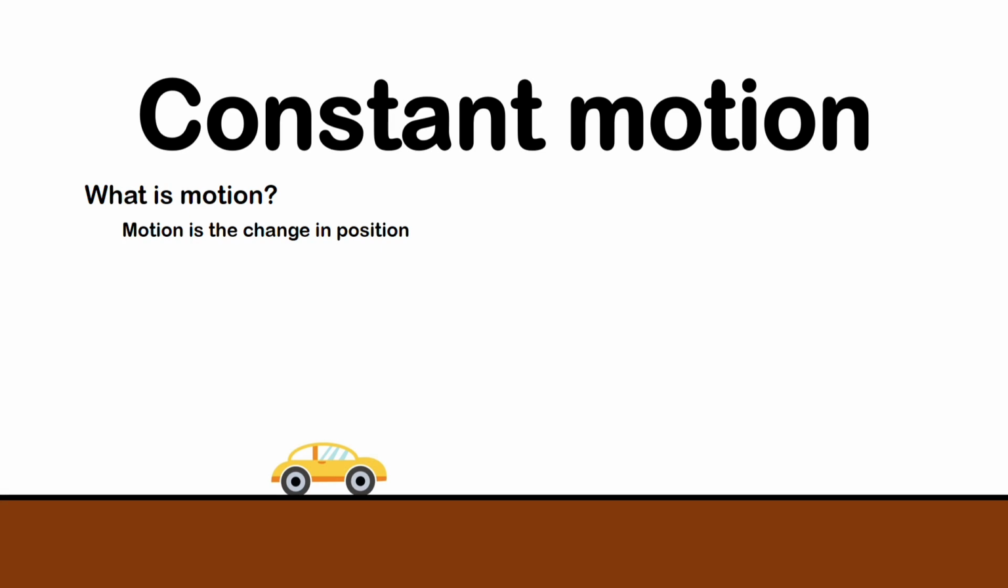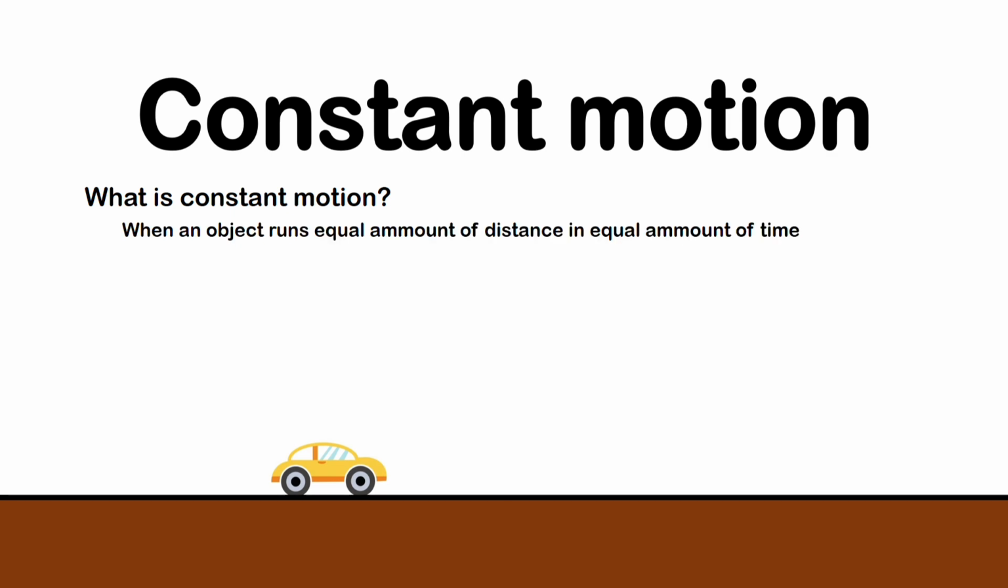As the title says, constant motion. What exactly is constant motion? The definition says it is when an object runs an equal amount of distance in an equal amount of time. So what this means is that when a car takes 1 second to run 1 meter, then when it takes 2 seconds, it will most definitely run 2 meters. So that's what constant motion is.